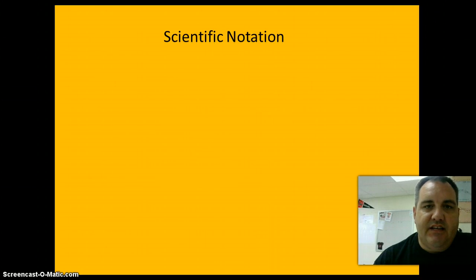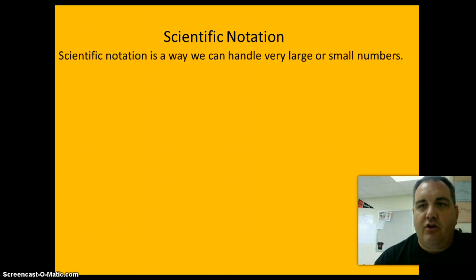Real quickly, scientific notation is a way for us to handle very large or very small numbers. In chemistry, we will be using very large and very small numbers, and so there are a lot of zeros at the beginning or the end of these numbers. It's easier to use scientific notation to relate those.